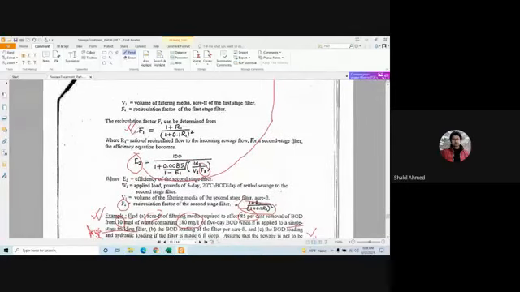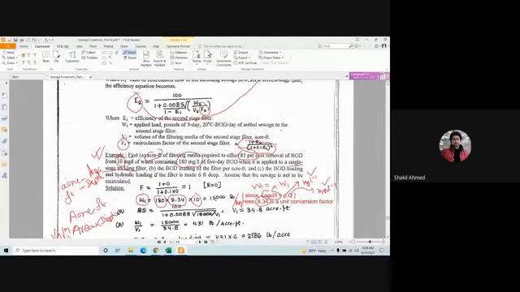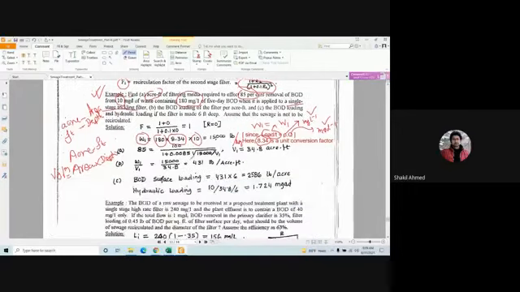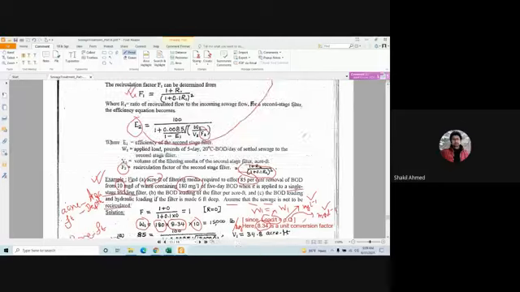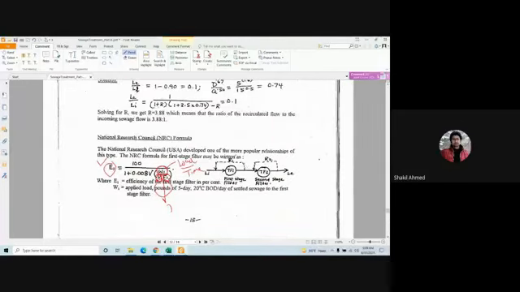Here is the formula: 1 plus R1 divided by 1 plus 0.1 into R1 squared. What is R1? R1 is the recirculation ratio. Now what are they telling? Assume that sewage is not to be recirculated. So the recirculation is not present. That means this is absent. We are not recirculating the sewage. That means R1 equals 0.